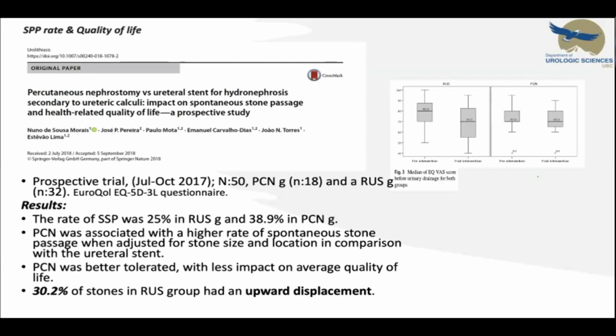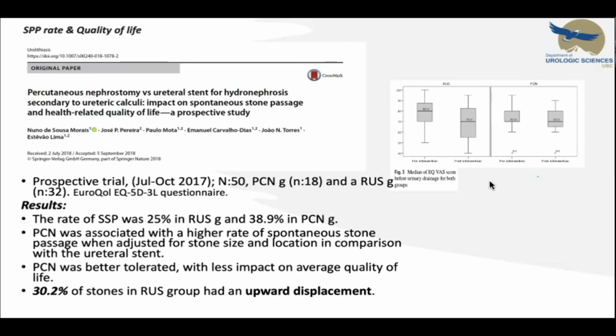The results showed that the rate of spontaneous stone passage was 25% in stent group, while 38.9% in percutaneous nephrostomy group. Percutaneous nephrostomy was associated with a higher rate of spontaneous stone passage when adjusted for stone size and location in comparison with the ureteral stent. Percutaneous nephrostomy was better tolerated with less impact on average quality of life. It has been reported that 30.2% of stones in stent group had an upward displacement.